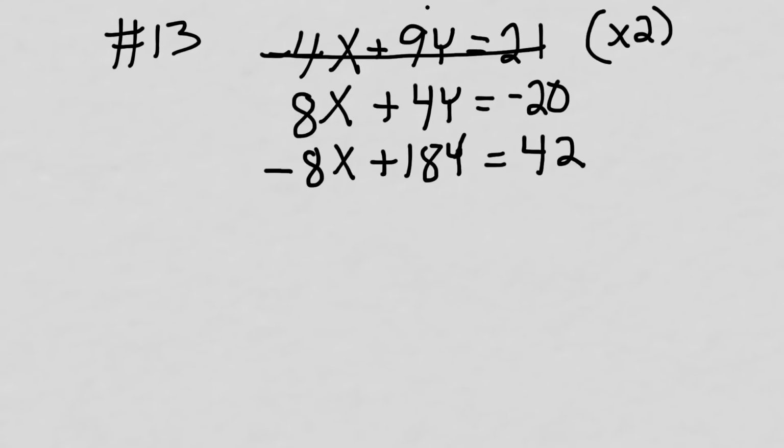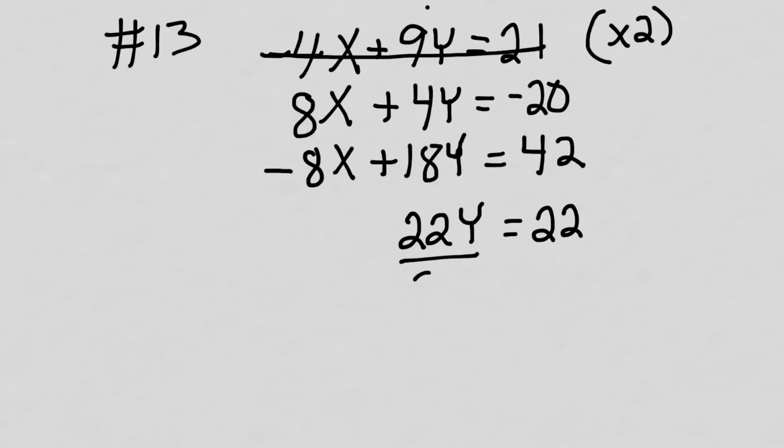Okay, let me add these together now. Look, 8x plus negative 8x. X's are eliminated, which is what I wanted. Now I add my y's together. I end up with 22y. I add the numbers together. Negative 20 plus 42 equals 22.